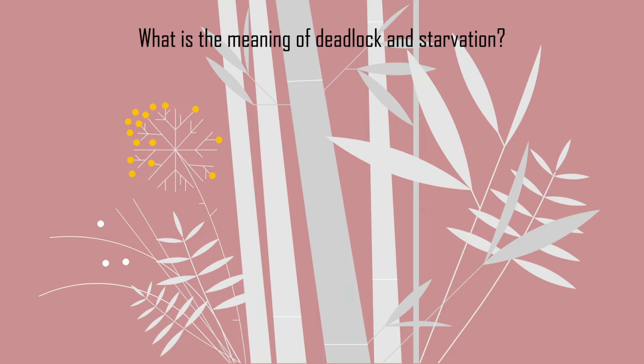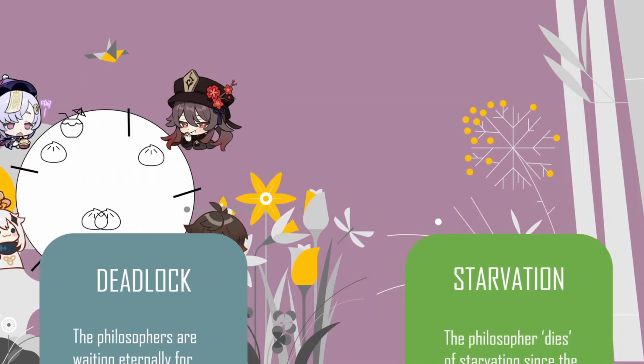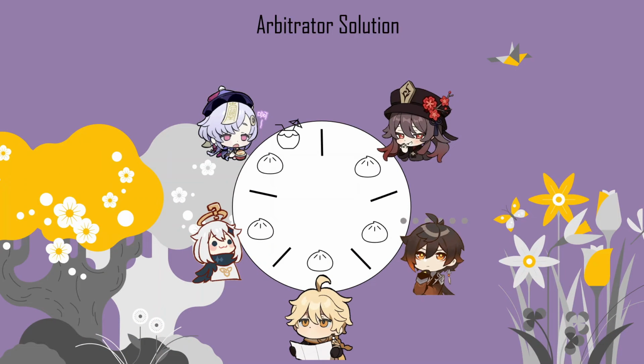Before I go further, what is the meaning of deadlock and starvation? Deadlock is when the philosophers are waiting eternally for their resources, or in this case, chopsticks, to be free, which means that they are trapped in an endless waiting loop. Starvation is, well, starving. The philosopher dies of starvation because they waited too long for their resources to be free. There are several solutions that can solve this problem.